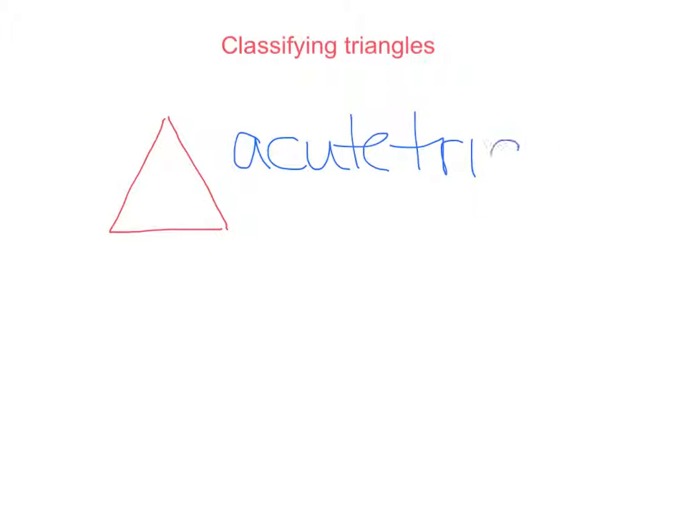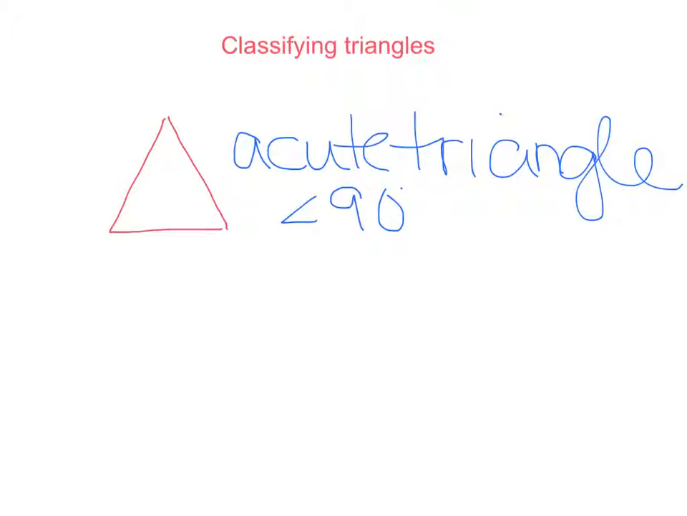When we look at triangles, we are able to classify triangles based on the way they look. The first way we're going to look at triangles is based on their angles. If you have a triangle that looks something like this, which means that all the angles are acute angles, you call it an acute triangle. And just a reminder, an acute angle is less than 90 degrees. So all the angles in an acute triangle are less than 90 degrees.